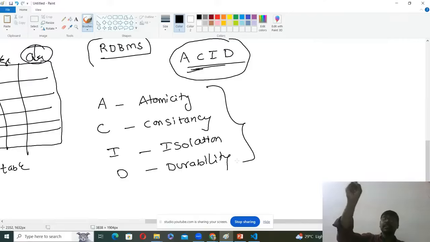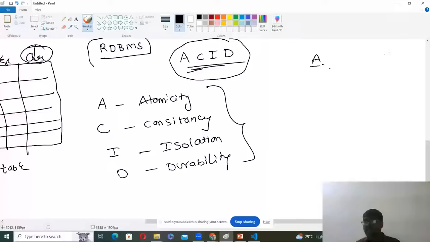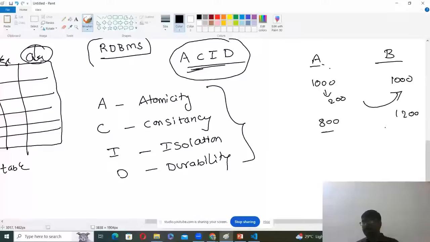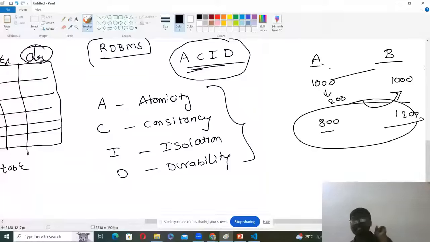This 500 is transferred to another person. Before the transaction, B is another person who initially has 1,000 rupees. Now suppose 200 is debited from my account. What is the balance? 800. The 200 is placed here. It becomes 1,200. Now what is the total? 2,000 only. Consistency means before and after the transaction it should be correct.